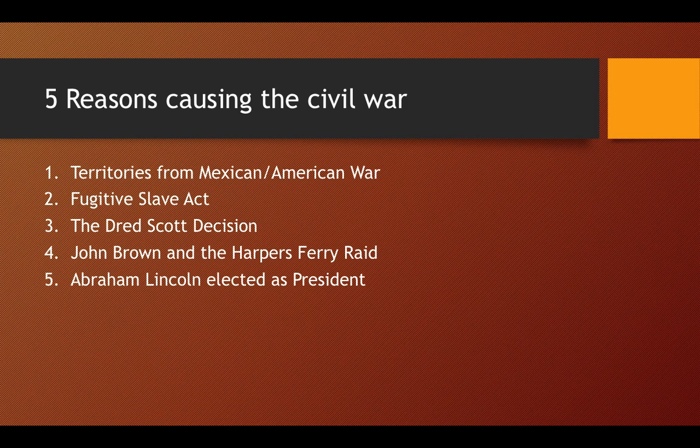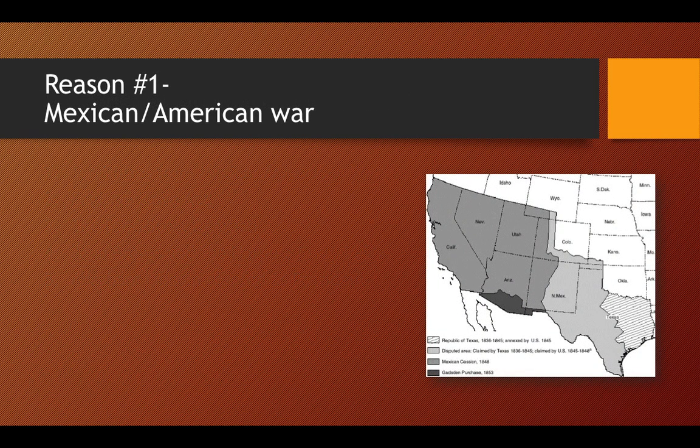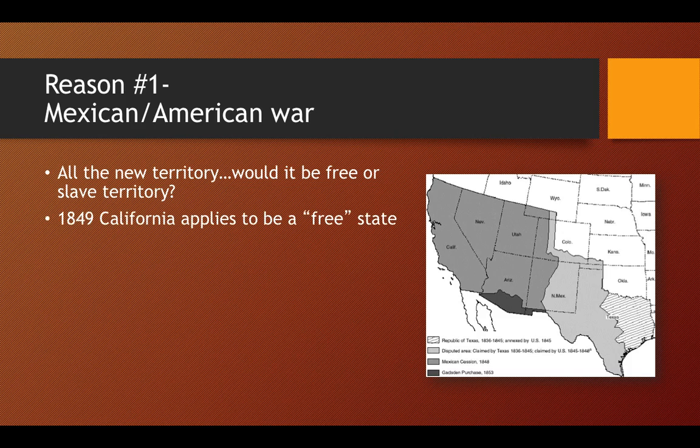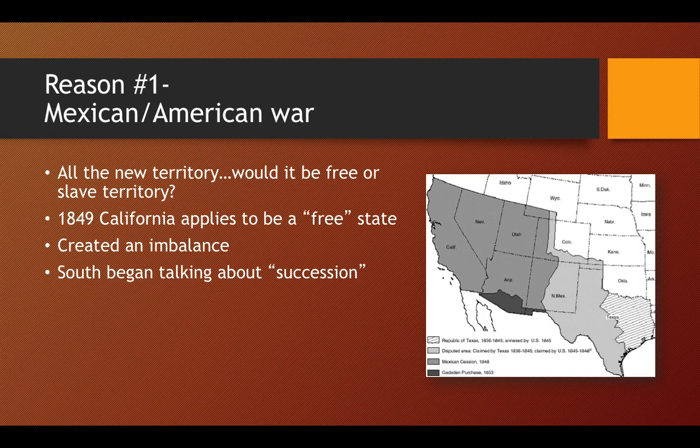Now first of all, I want to talk about the first reason, the Mexican-American War. All the new territories that the United States acquired because of the war, the question was, are they going to be free or are they going to be slave territories? In 1849, California applies to be a new state, and they decide they want to be a free state. Now, this is going to create an imbalance. You're going to have 16 free states, and you're going to have 15 slave states.